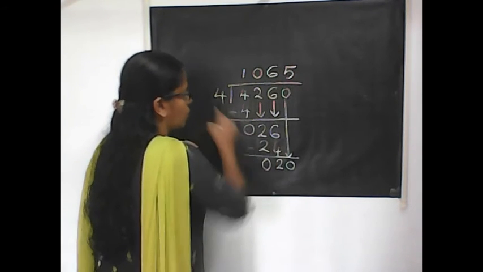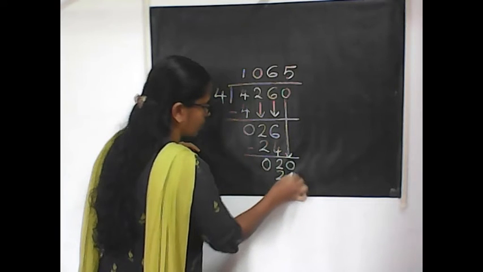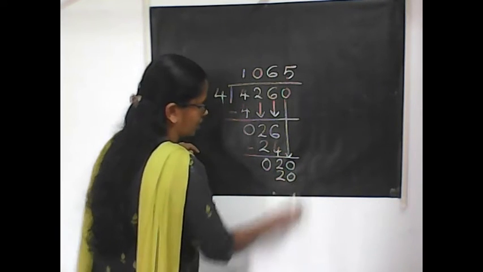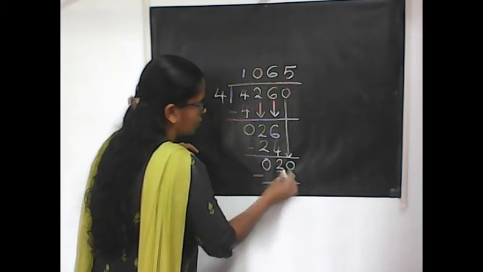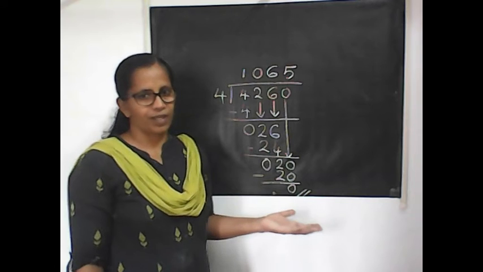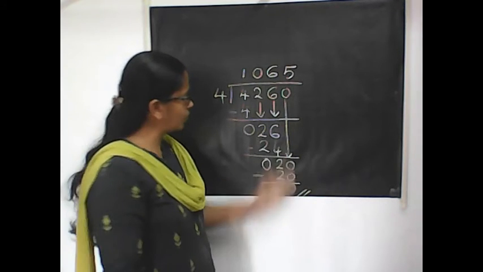Then 5 into 4 is 20. Write it right below the 20. Which number did you consider, 20? So just below that, write it. Then subtract. 20 minus 20 is 0. So nothing is left with me. Right? This is the way to divide. This is the second question. See this.